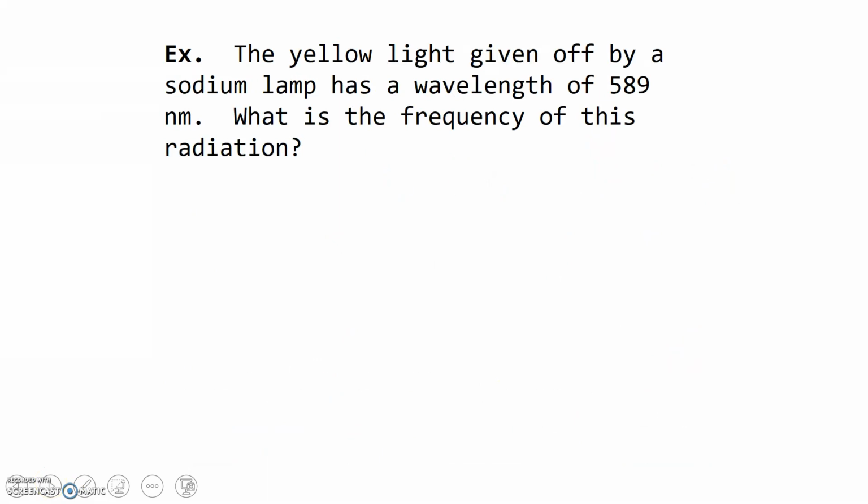So here's a question. The yellow light given off by a sodium lamp has a wavelength of 589 nanometers. What's the frequency? So you should remember we can't work in nanometers, we need to work in meters. So let's call that 5.89 times 10 to the -7 meters.